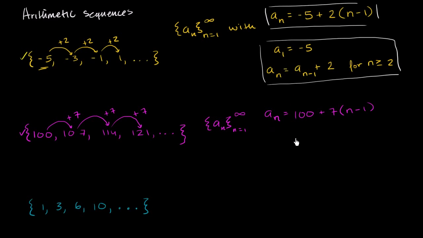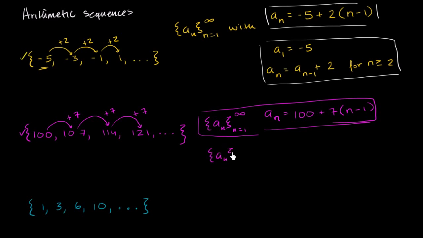We could also say, so just to be clear, this is one definition where we write it like this, or we could write a sub n from n equals 1 to infinity. In either case, I should write with, and if I wanted to define it recursively, I could say a sub 1 is equal to 100. And then for a sub n, for any index above 1, a sub n is equal to the previous term plus 7. And so we're done. This is another way of defining it.